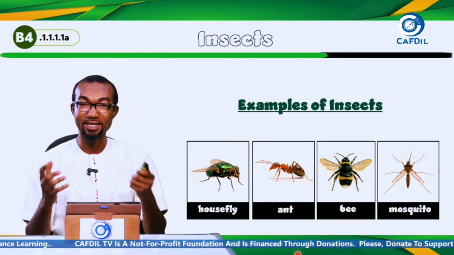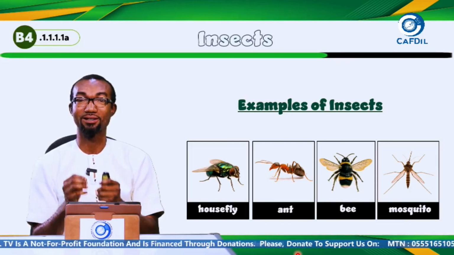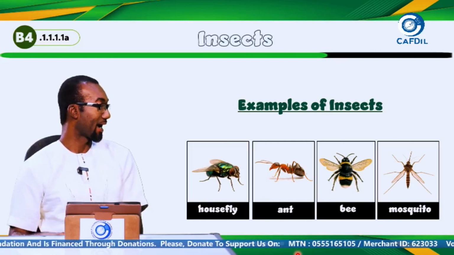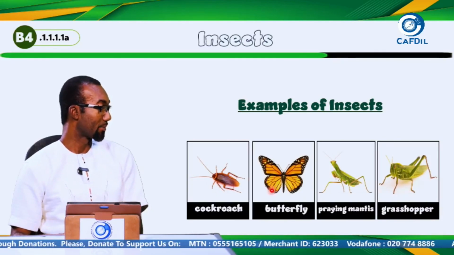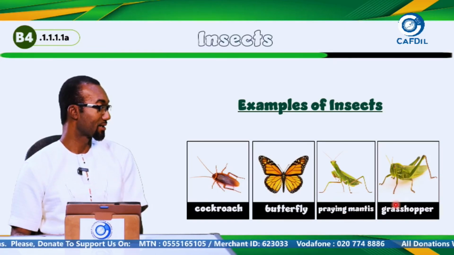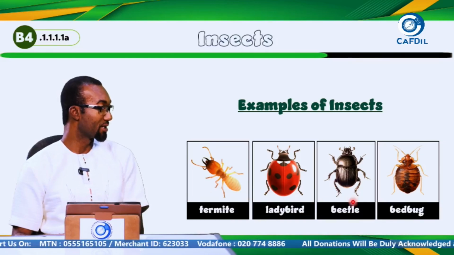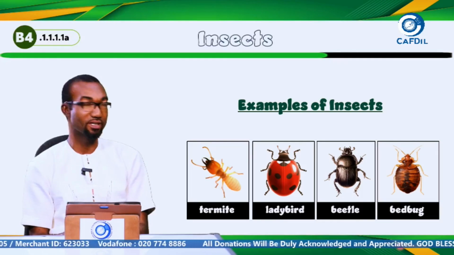We looked at insects as the smallest of all animals with 6 legs. So we looked at the housefly, the ant, the bee, the mosquito, the cockroach, butterfly, praying mantis, grasshopper, termite, ladybird, beetle, and bedbug as examples of insects.